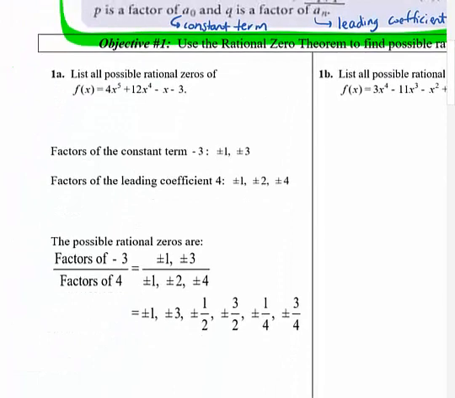Let's try to just use that idea. It's so weird. We're going to try to use that to list all the possible rational zeros of f of x equals 4x to the 5th plus 12x to the 4th minus x minus 3. So in this example, we're just kind of getting used to this rational zeros theorem. They don't actually want us to find all the zeros. They just want us to find all the possible ones.